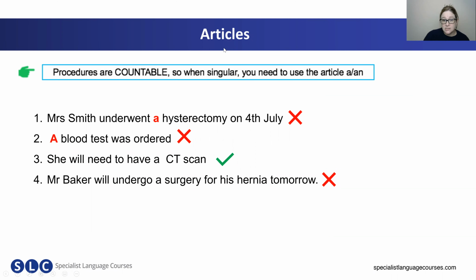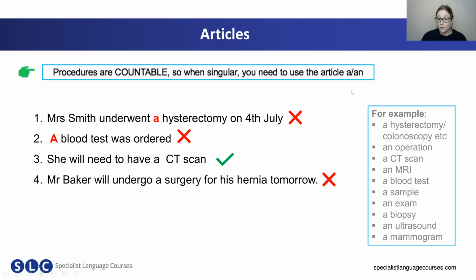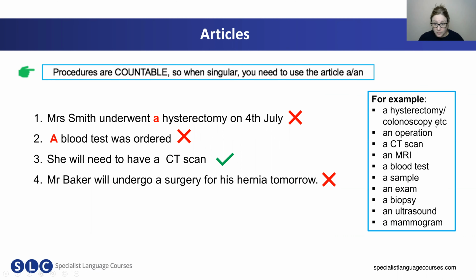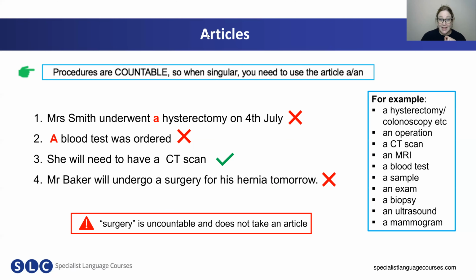Okay, so let's take a look at some of the rules with articles. So procedures are countable. So when singular, you need to use the article a or an. For example, a hysterectomy, a colonoscopy, an operation, a CT scan, an MRI, a blood test, a sample, an exam, etc. However, surgery, as in the word surgery, is uncountable and does not take the article. So you would say a hip replacement, a hysterectomy, but surgery, not a surgery.